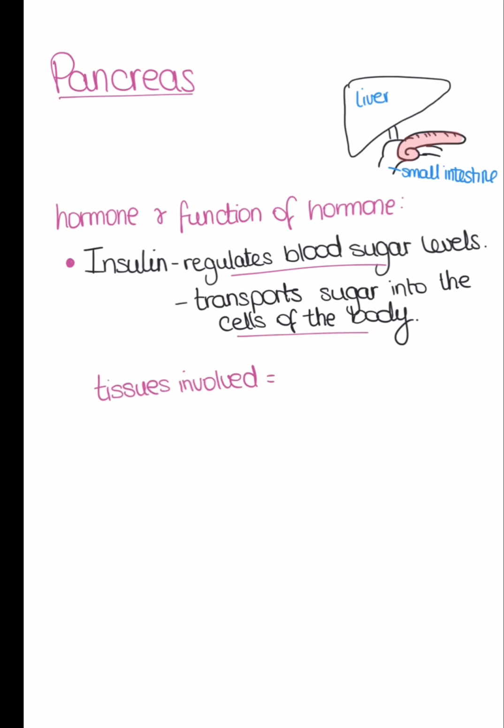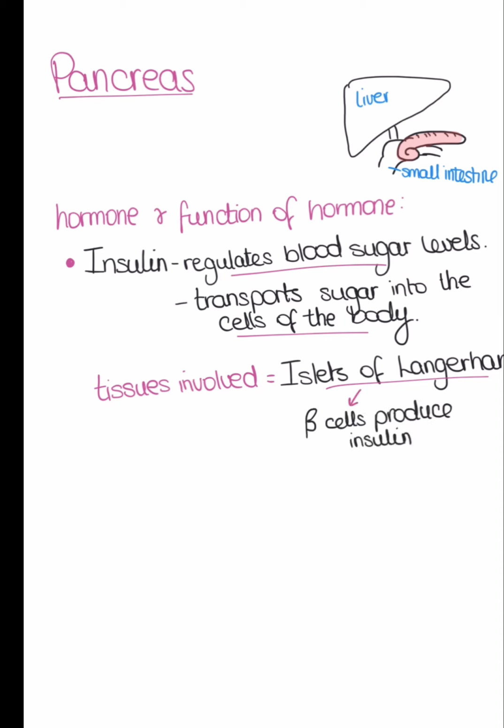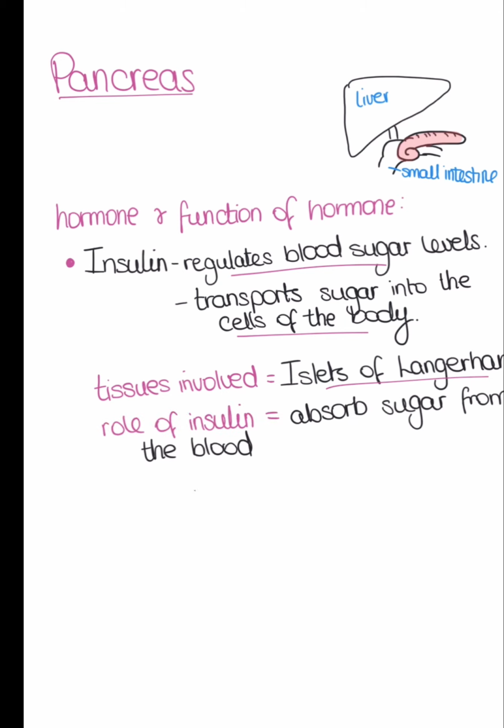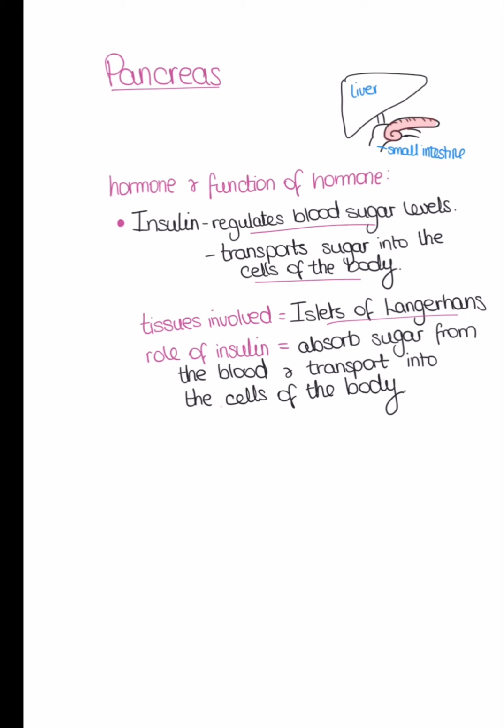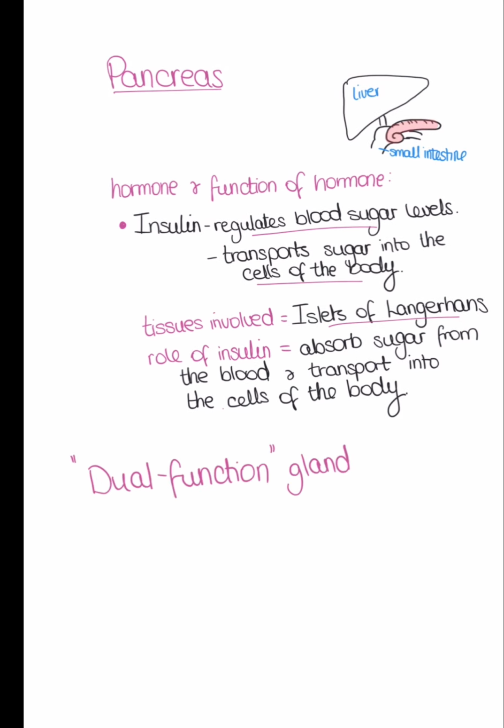The tissue involved in the production of insulin is the islets of Langerhans. More specifically, the beta cells of the islets of Langerhans produce insulin. The role of insulin is to absorb the glucose from the blood and transport it into the cells of the body. I should also mention here that the pancreas is known as a dual function gland in that it has both endocrine and exocrine functions.